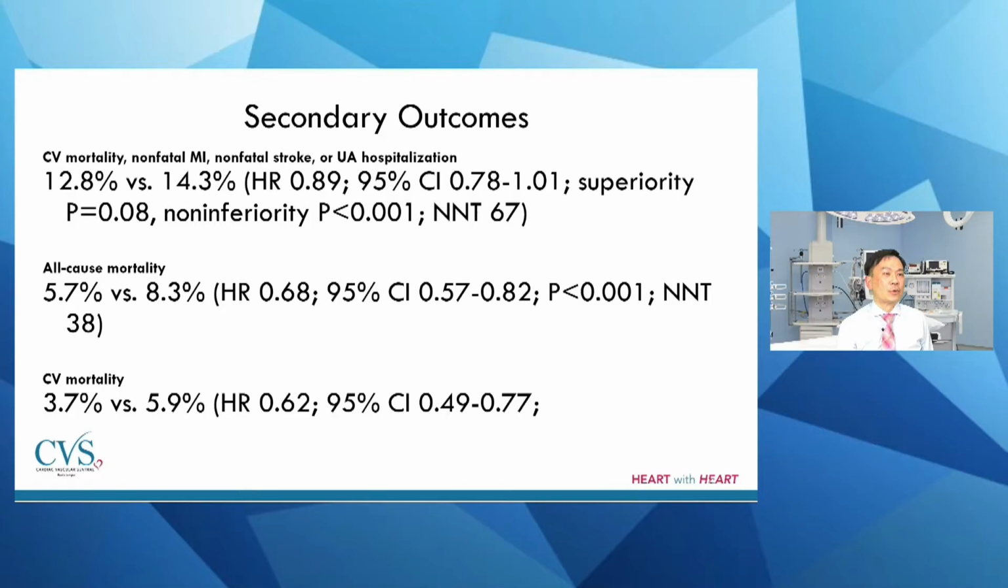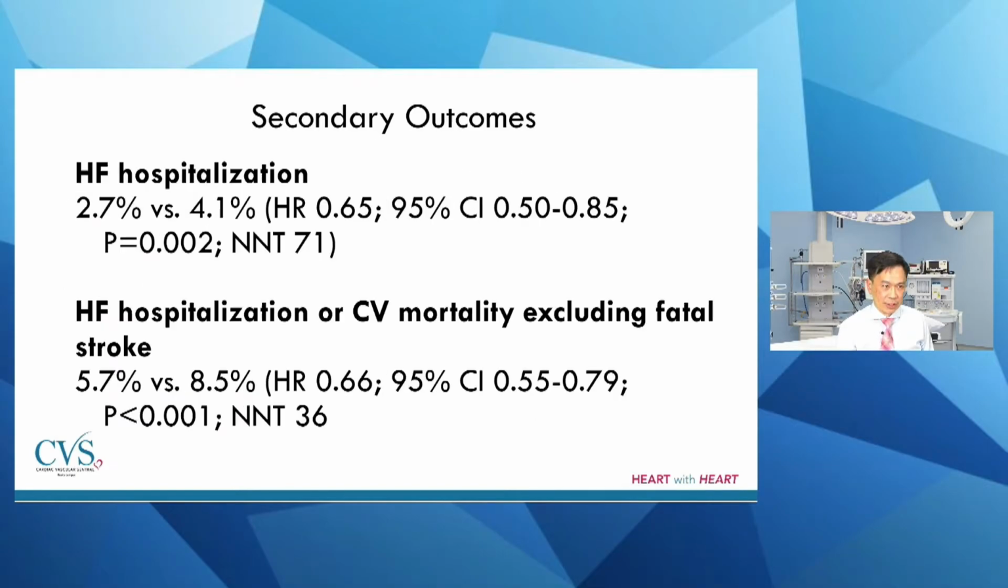Also, when you included what we mentioned before with unstable angina hospitalization, there was a 2% reduction. There was a reduction in all-cause mortality. There was a reduction in cardiovascular mortality. And most importantly and most markedly, there was a reduction in heart failure hospitalization. Because remember, pioglitazone showed an increase in heart failure hospitalization.